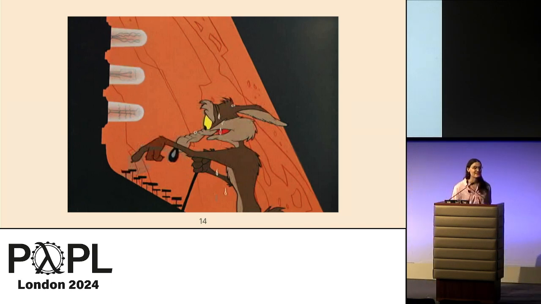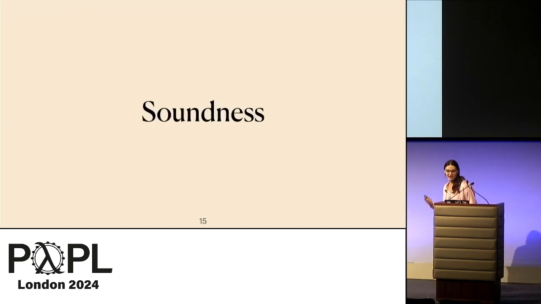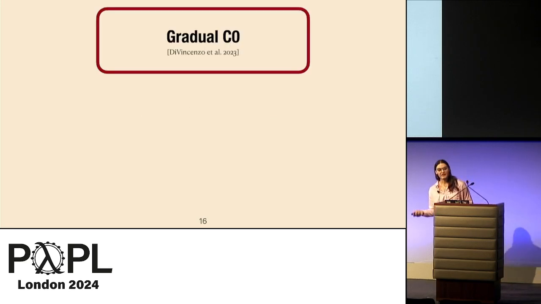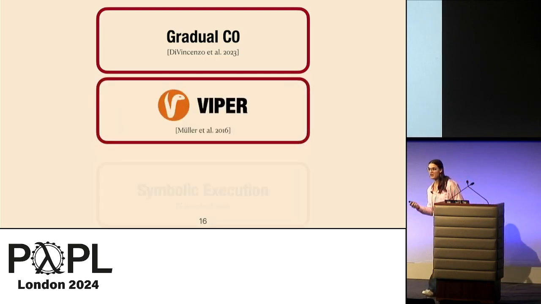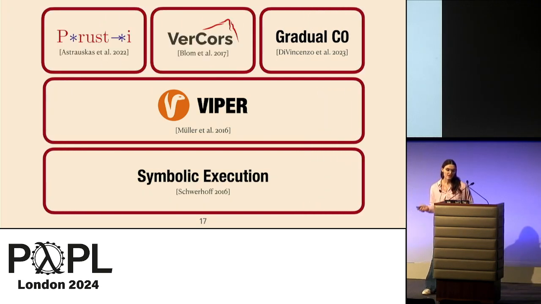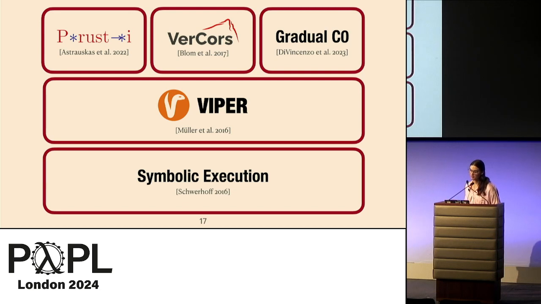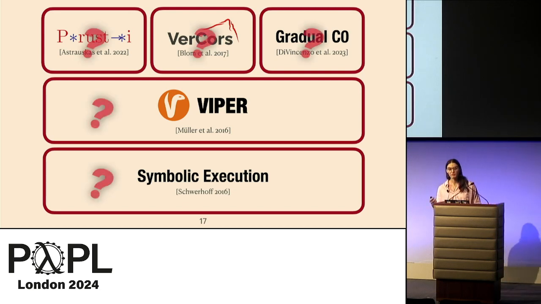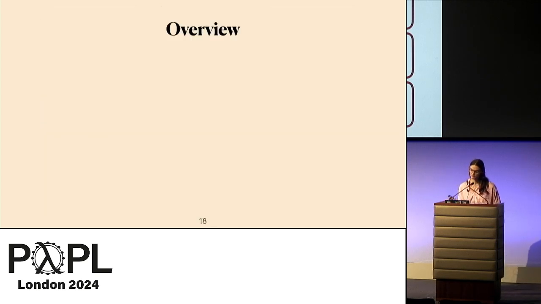This story actually could have happened if Wile E. used the previous version of the Gradual C0 verifier. Now you've probably recognized by now that this is a pretty classic soundness problem. But how do we ensure soundness? To complicate things further, our verifier Gradual C0 is based on the Viper verifier and specifically its symbolic execution engine. Other verifiers such as Prusti and VerCors are also based on Viper. But up to this point, at least to my knowledge, we did not have any formal soundness result or even statement for any of these tools.